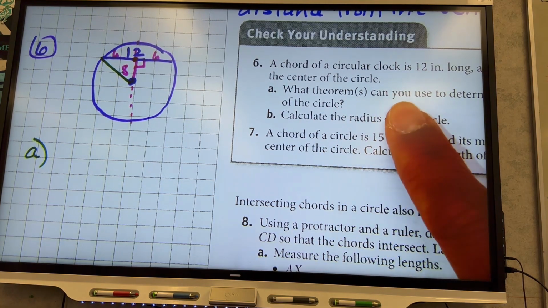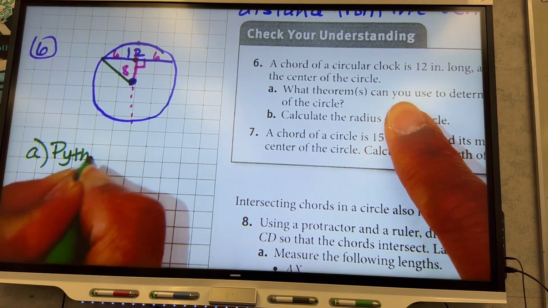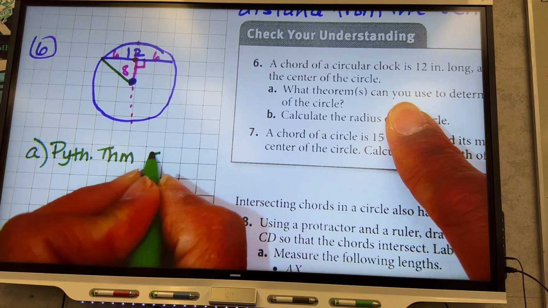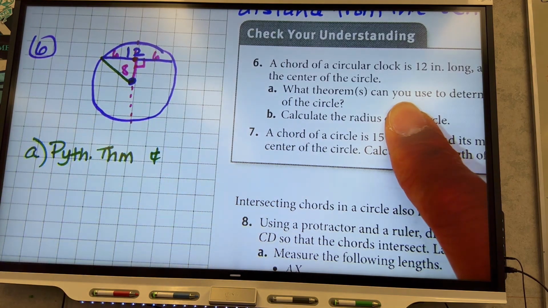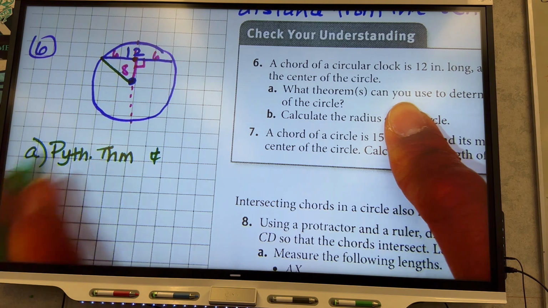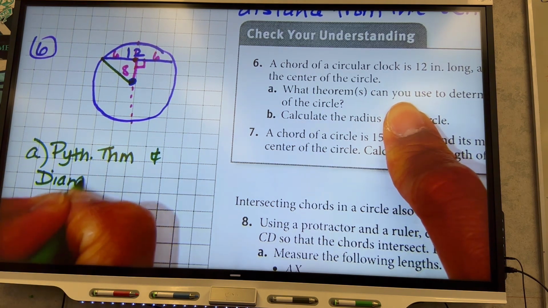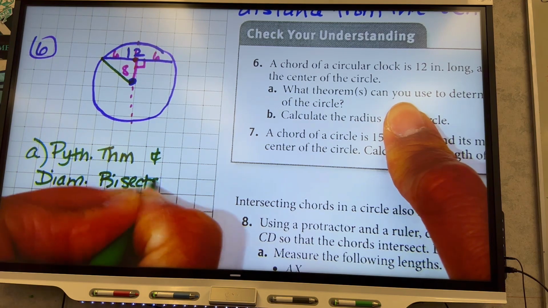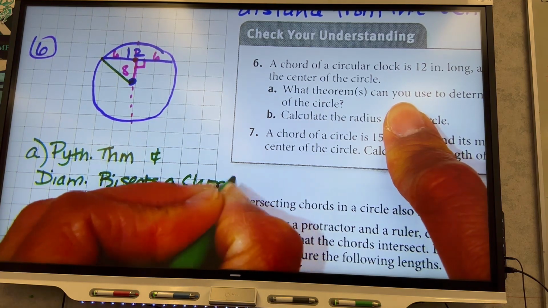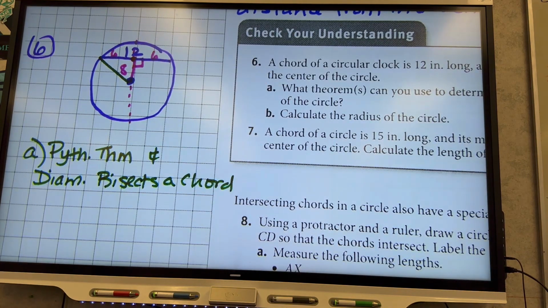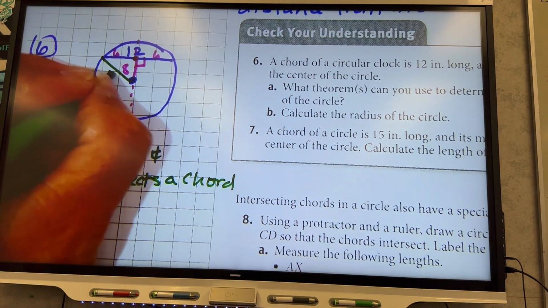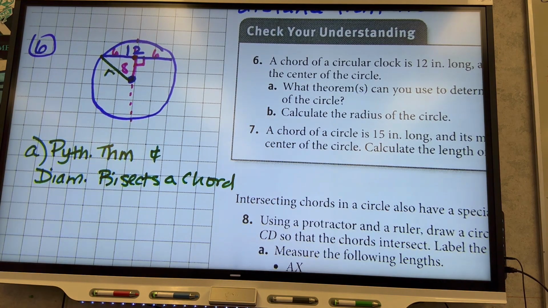So it says what theorems can you use? We're going to be using the Pythagorean theorem, obviously. And we labeled some things on our diagram, like the 6s and that right angle, because a diameter bisects a chord. That was one of the first things we learned in today's lesson. So those are two theorems or definitions that we are using to answer this. So we're going to find the radius. I'm going to label this radius as R. But what side of the right triangle is R? The hypotenuse. So that's our C technically, but we're using R instead.